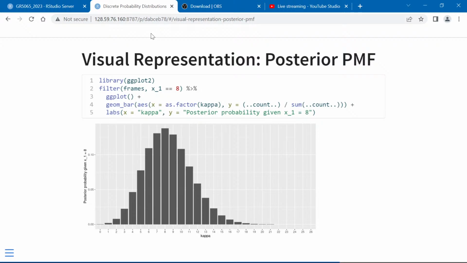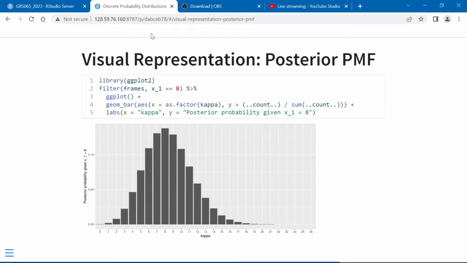And those probabilities sum to 1. They're conditional probabilities given that x1 is equal to 8. But the probability of every value of kappa realized in frames seems to be at most 26, even though kappa in theory could be any non-negative integer.